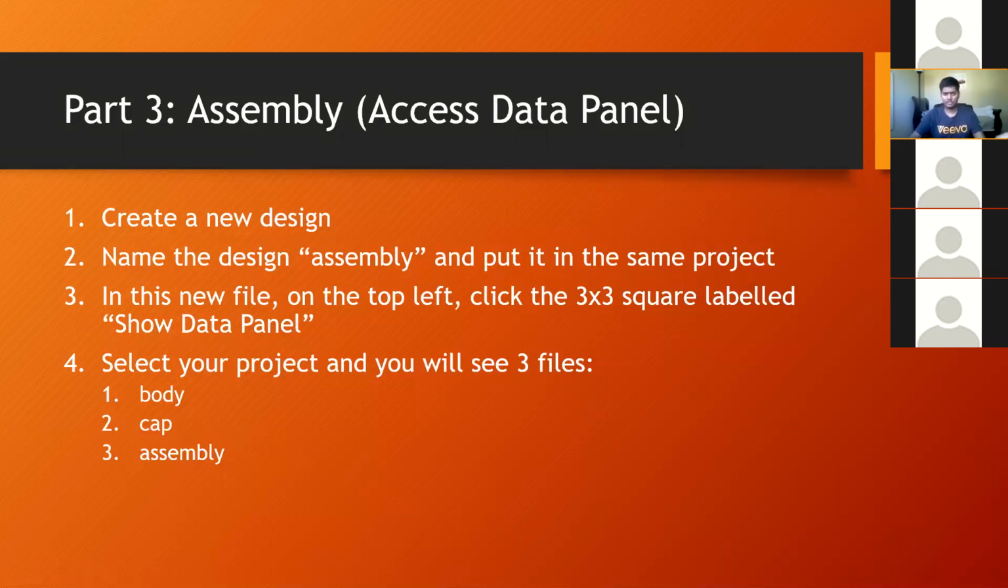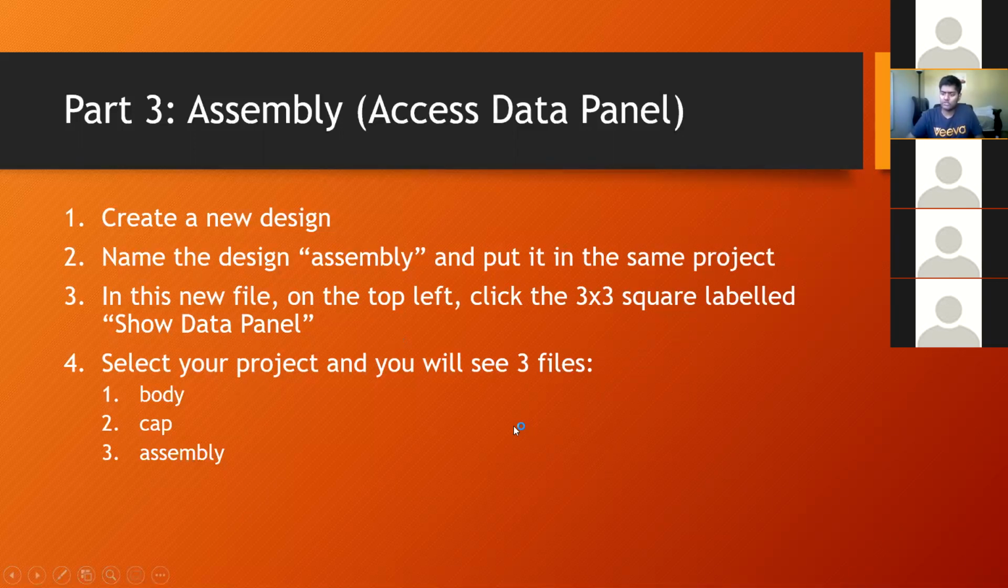This is exactly the same as a drawing, so it's not that complicated, but the way we're putting together an assembly file is going to be a bit different because we're going to be inserting different files into the assembly. So like before, create a new design, and I'm going to name mine assembly, but you can name it whatever you want. Once we get to the data panel, we're going to get to a screen that shows body, cap, and assembly section.